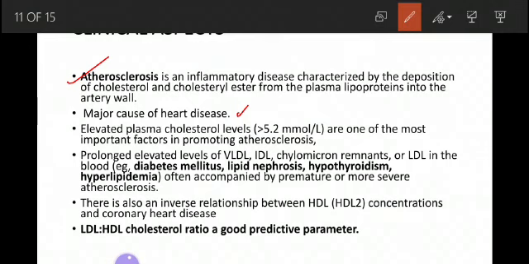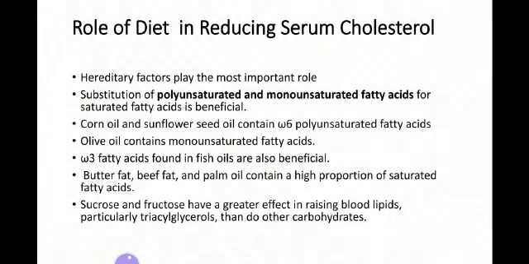HDL is the good cholesterol. There is an inverse relationship between HDL concentration and coronary heart disease, so the HDL to LDL cholesterol ratio is a good predictive parameter. What is the role of diet in reducing the serum cholesterol level? There are several hereditary factors which may play a role in heart diseases, but diet plays a very vital role in promoting or reducing the serum cholesterol level.